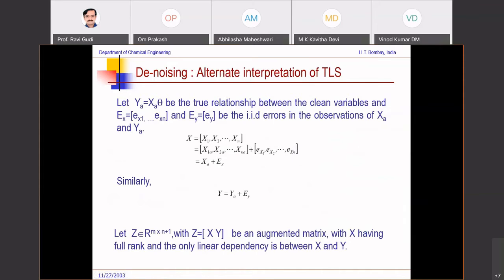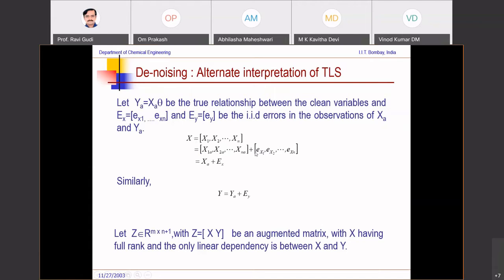Now let's look at an alternate interpretation of the total least squares. Suppose we say that YA equals XA theta is the true relationship between the clean variables YA, which is actual, and XA, which is actual, and EX and EY are the errors in the observations XA and YA.